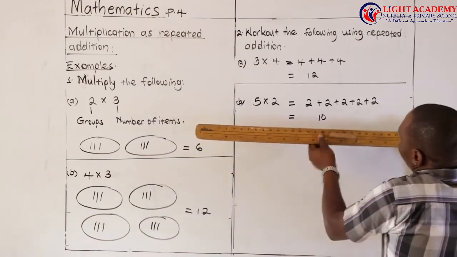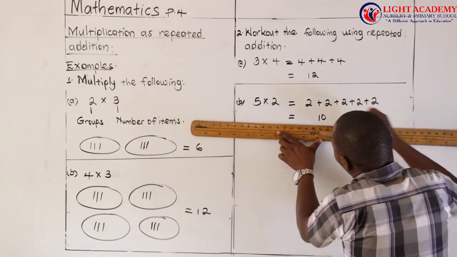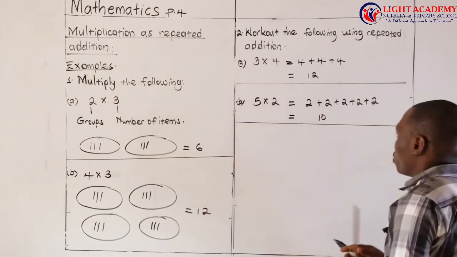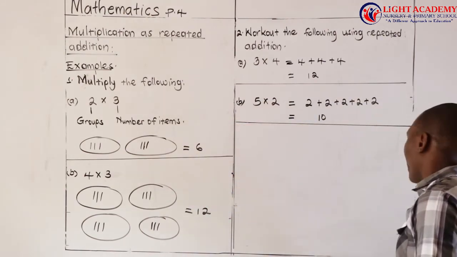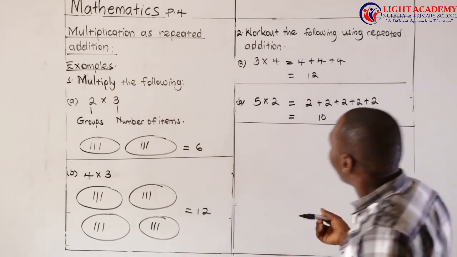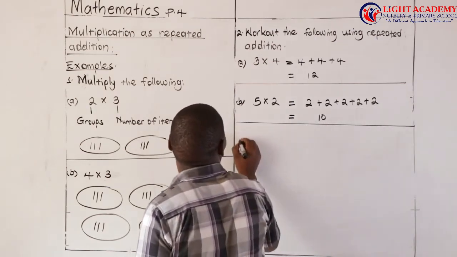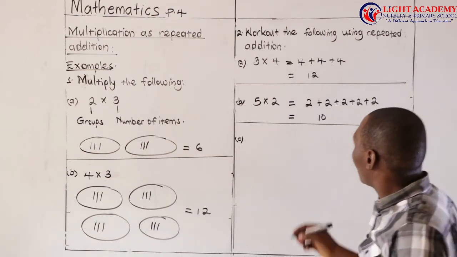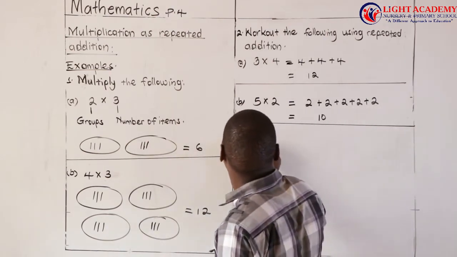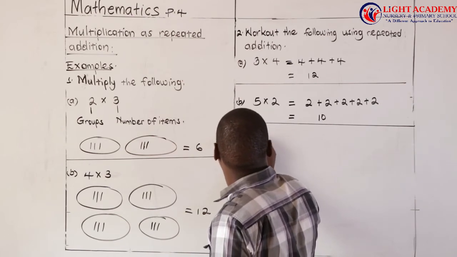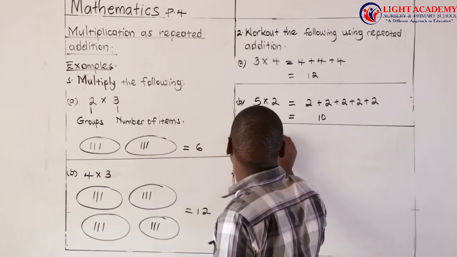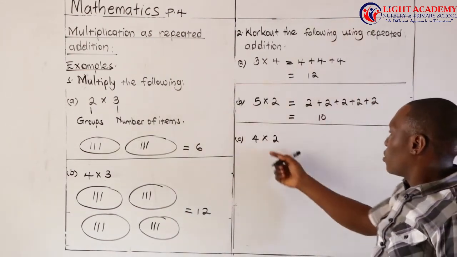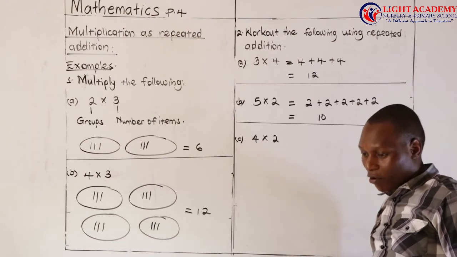That is using multiplication, or showing the multiplication as a repeated addition. I think we can see how things work out, right? So number 3, part C. You can also do it on your own. You can have it like this. You can say 4 multiplied by 2. You'll be in position to use repeated addition to work out part C, okay?